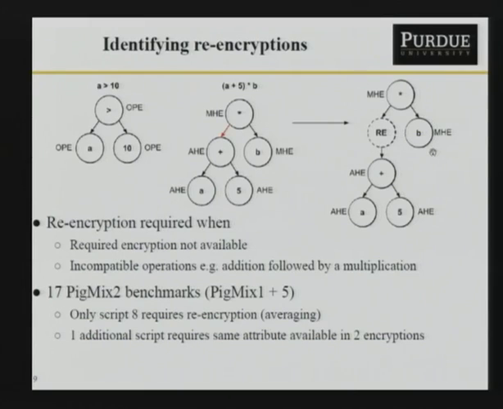As you can imagine, re-encryption is a very expensive operation. You have to send your data back from the cloud to the client, decrypt them, encrypt them again, and send them back to the cloud. So we first tried to see how much this re-encryption is used. We analyzed the PigMix benchmark. This is a benchmark used to evaluate the Pig engine itself as they updated it, which has 17 scripts in total. And we found out that only one of those scripts requires re-encryption. So that was very encouraging. And another one required the same data encrypted under more than one encryption scheme.